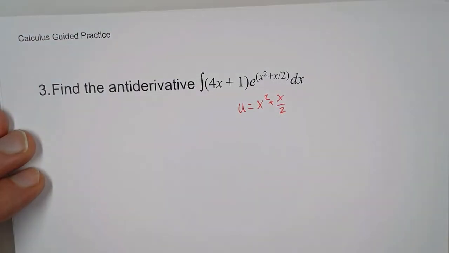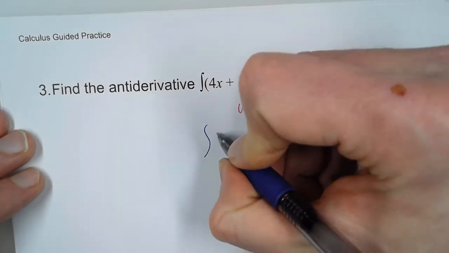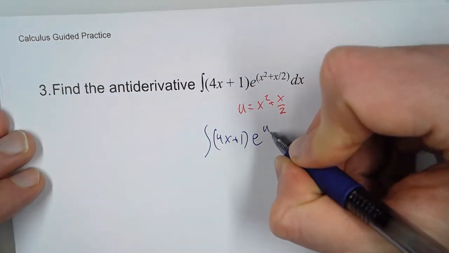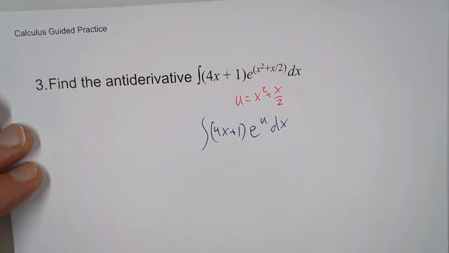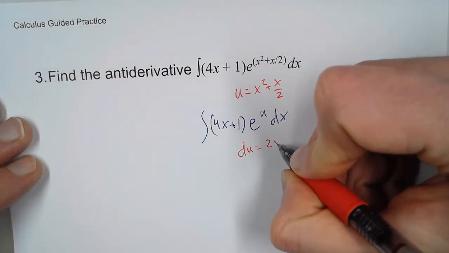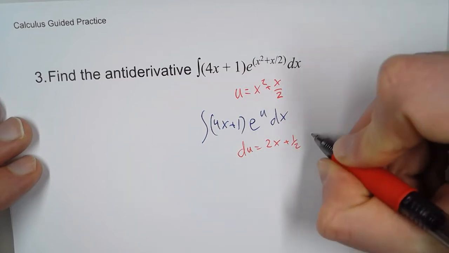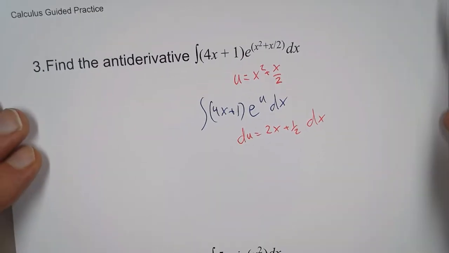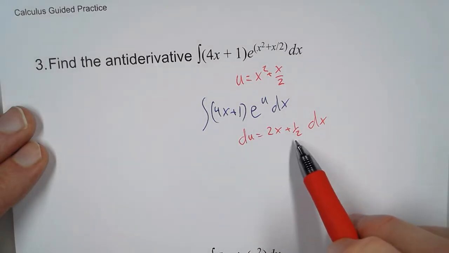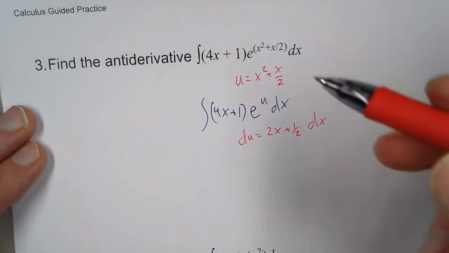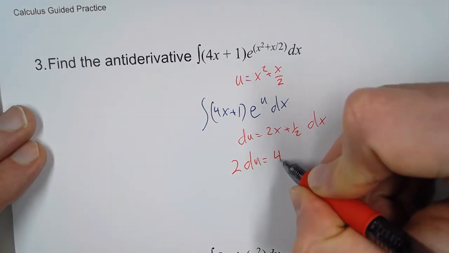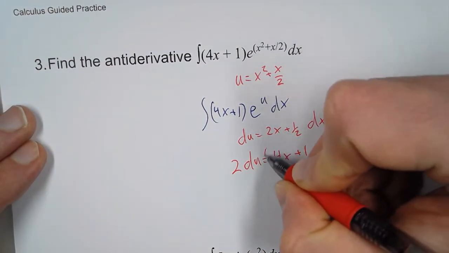And so when we make that replacement, we're going to have 4x plus 1 times e to the u dx. So when we take the derivative, du equals 2x plus 1/2 dx. Now, we have the dx, but we want 4x plus 1. So what we're going to have to do is multiply both sides by 2 to bump this up to 4x plus 1.